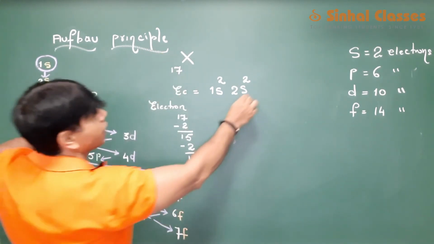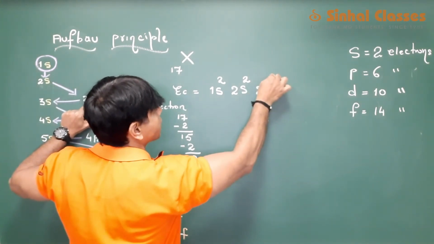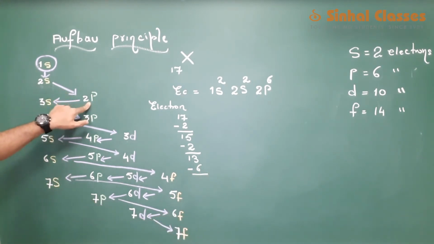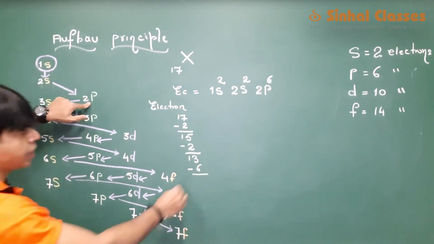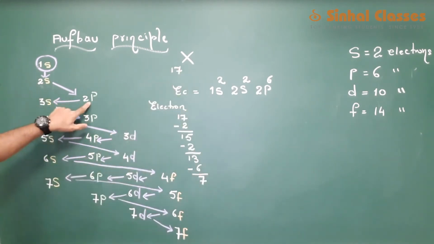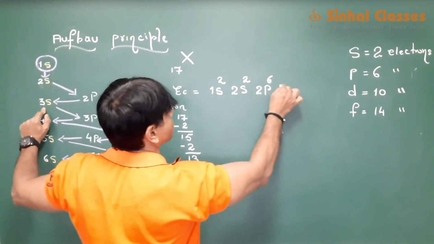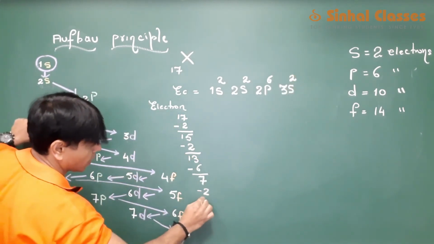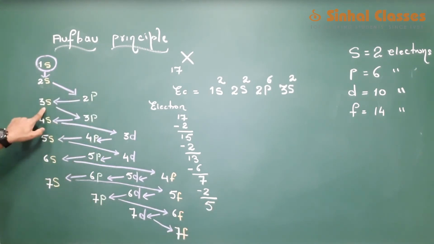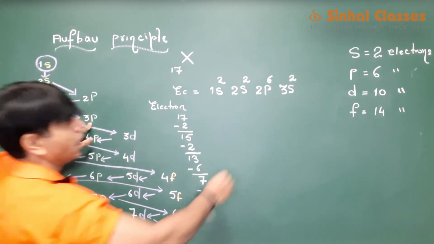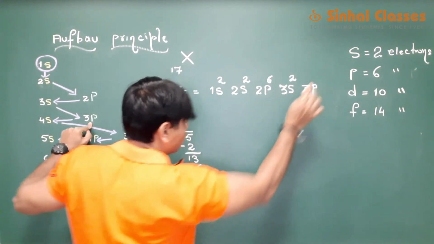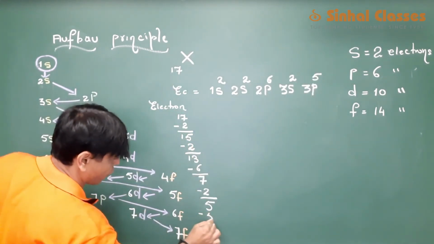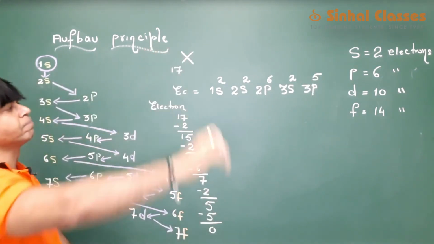Now next is 2p. 6 electrons can be accommodated in p. So 6 electrons gone. So how much will remain? 7. Now the next is 3s. Can accommodate 2 electrons. Left with 5. Now comes 3p. P can accommodate 6 electrons, but we are left with only 5. So I will put 5 here. So 5 minus 5, 0.